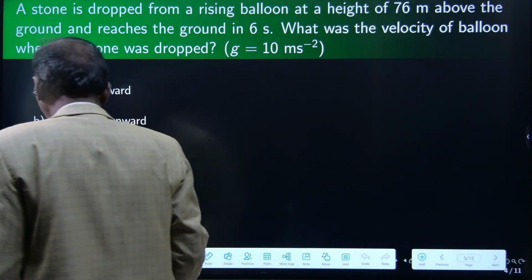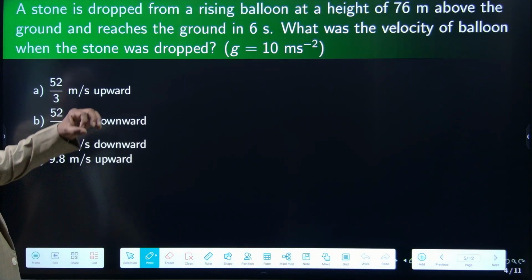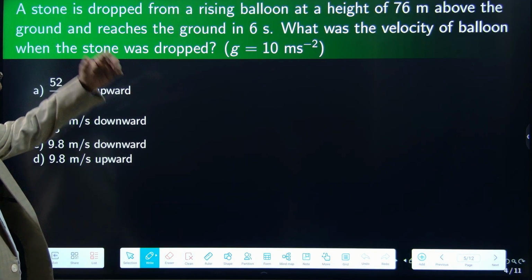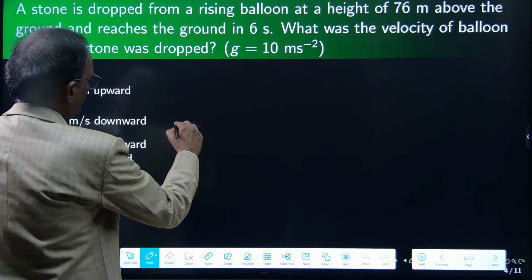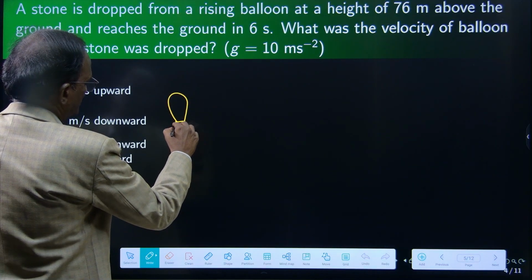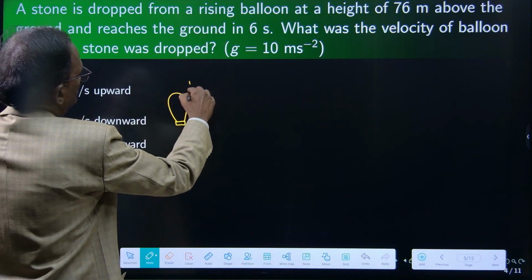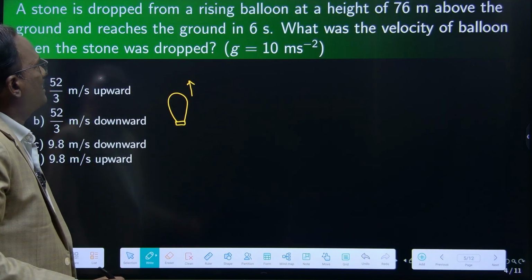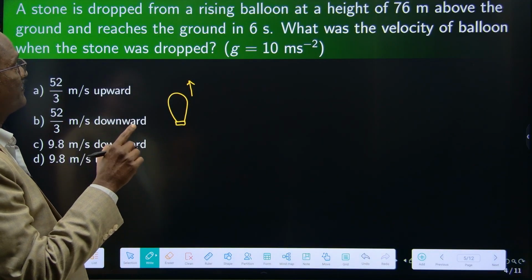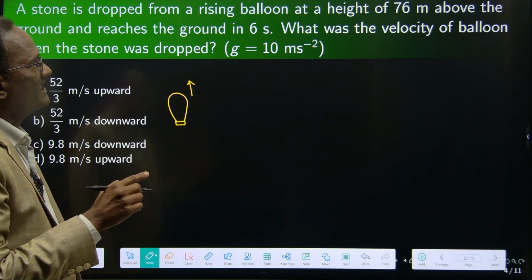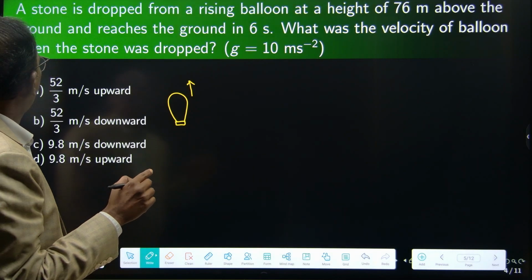Right. Problem number 2. A stone is dropped from a rising balloon. A balloon is going up. Yes, let us say this is the balloon, a rising balloon. A stone is dropped from a rising balloon at a height of 76 meters above the ground.